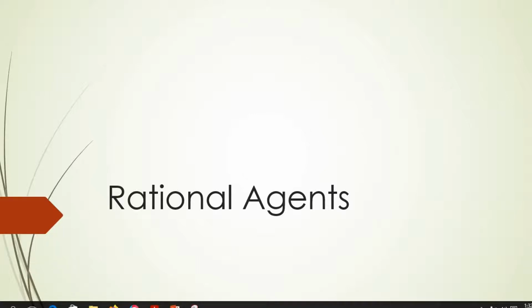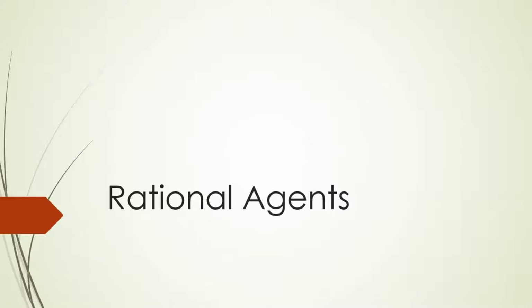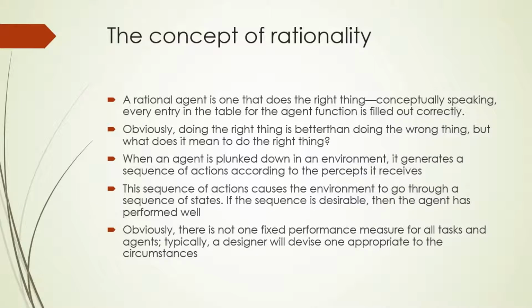Once again, welcome. In this class we are going to talk about rational agents. We want to get a deeper understanding of rational agents. As we highlighted before, a rational agent is one that does the right thing. Conceptually speaking, every entry in the table or the agent function is filled out correctly.